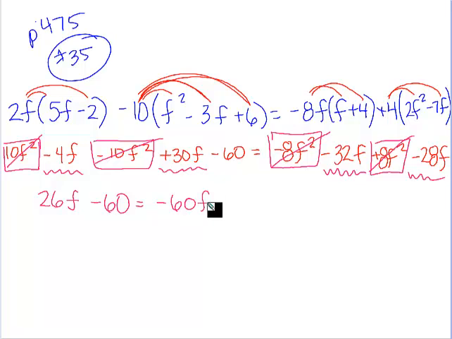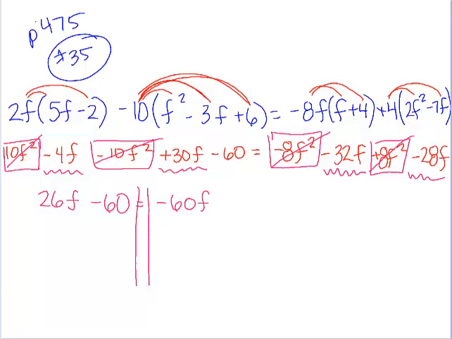Now, complicated equation suddenly got much easier. Okay, and that's what we're hoping. After we distribute and combine like terms, it should be a much simpler equation. So now how would we solve that for f? You got to put that 26f on the other side. Okay, so we have to get our f's together. So we would subtract the 26f over.